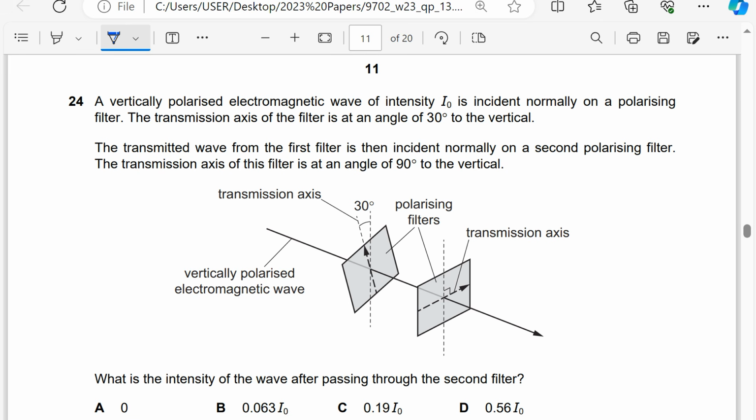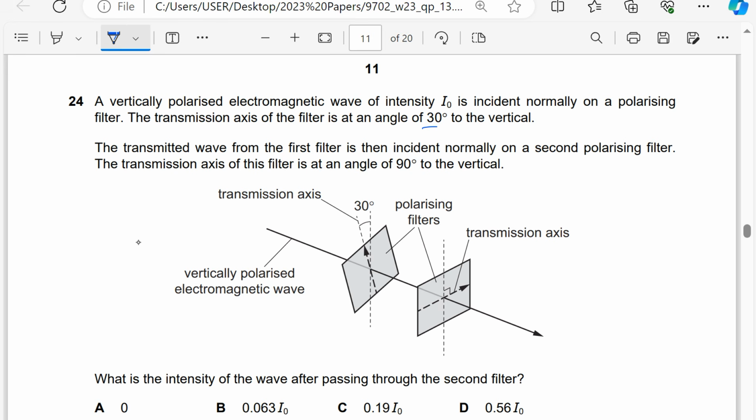A vertically polarized electromagnetic wave of intensity I naught is incident normally on a polarizing filter. The transmission axis of the filter is at an angle of 30 degrees to the vertical. The transmitted wave from the first filter is then incident normally on a second polarizing filter. Let's first deal with the first one.